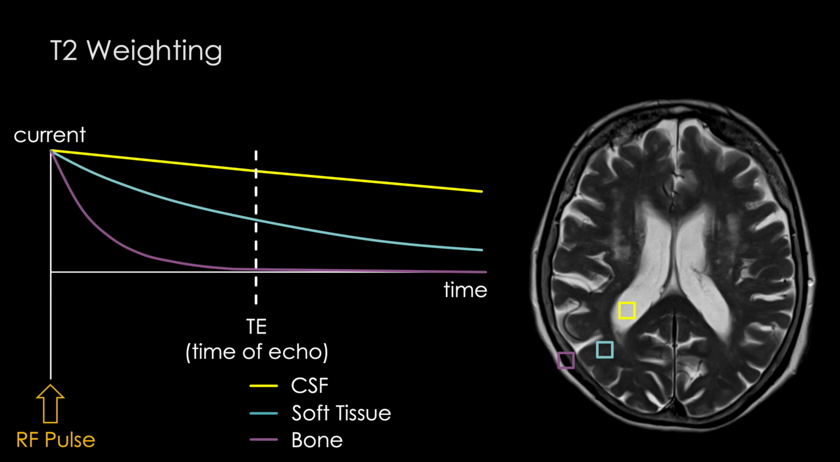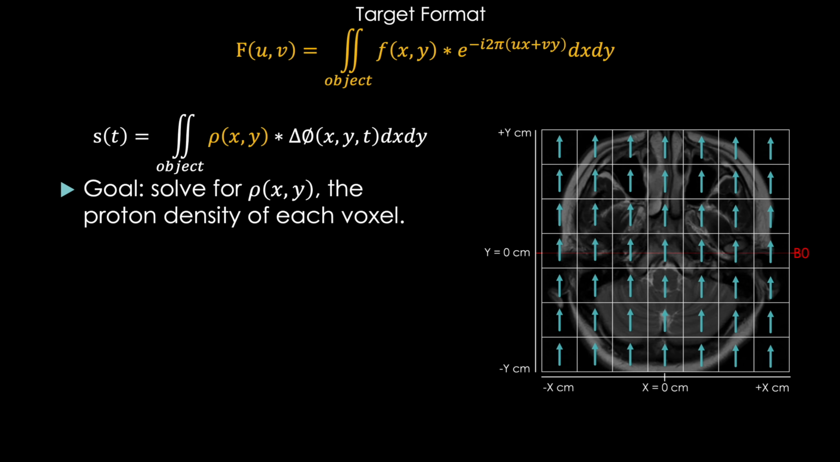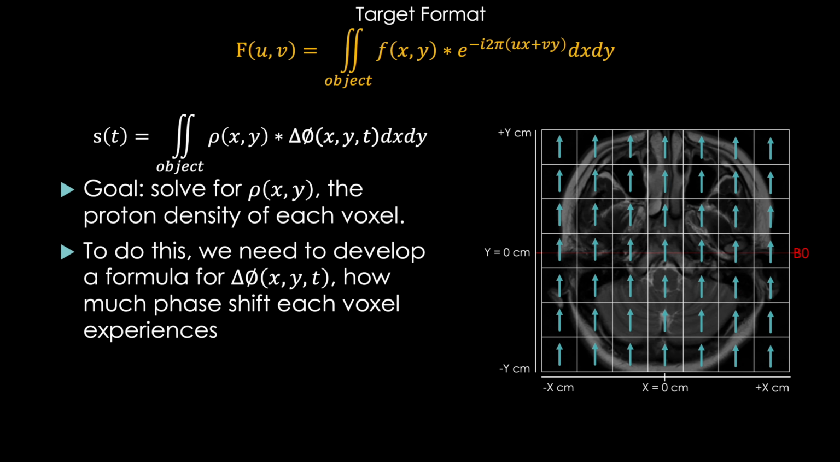We can select parameters to accentuate or de-emphasize the signal generated from this distribution, what we call the contrast of the image, but that cannot exist without this foundational source of the signal. So in order to solve for rho xy, our proton density, we need to develop a formula to more accurately describe this term, delta phi, how much phase shift each voxel experiences relative to our isocenter voxel. So let's do just that.